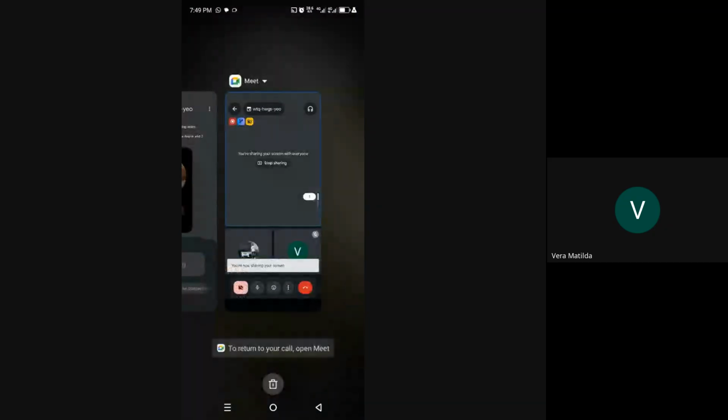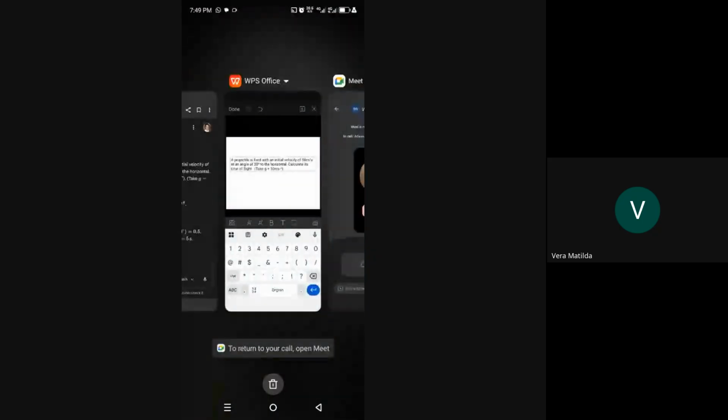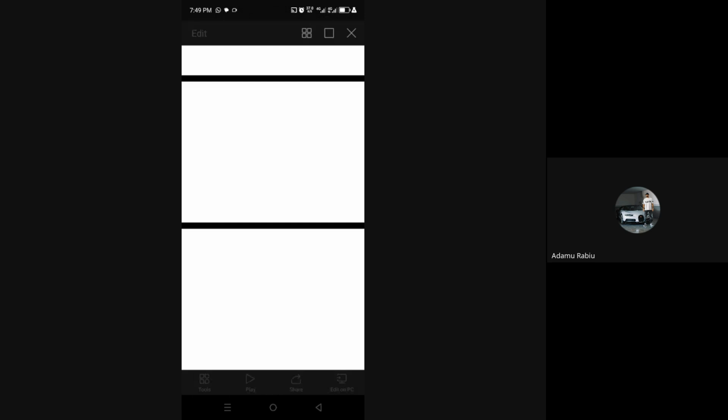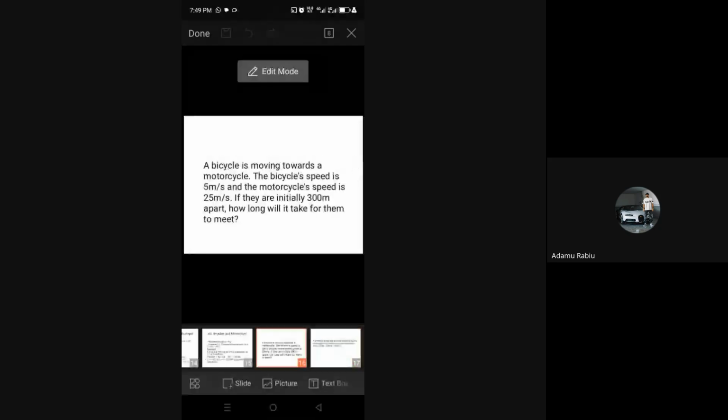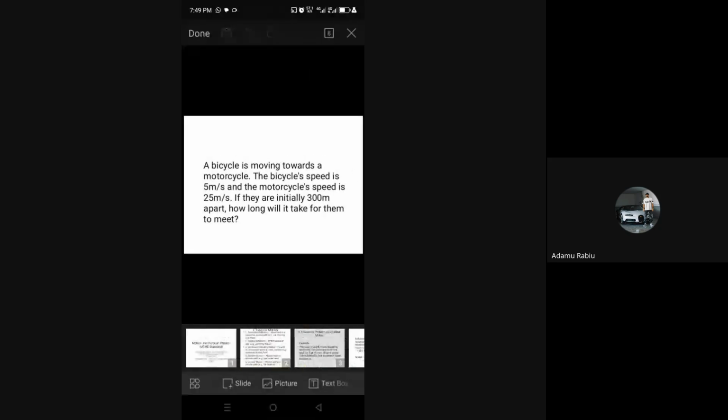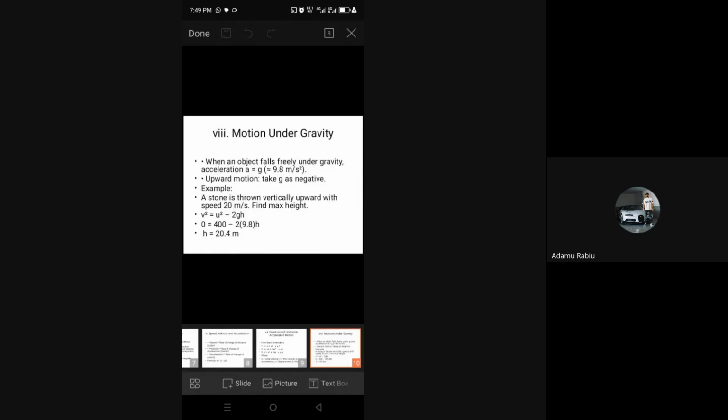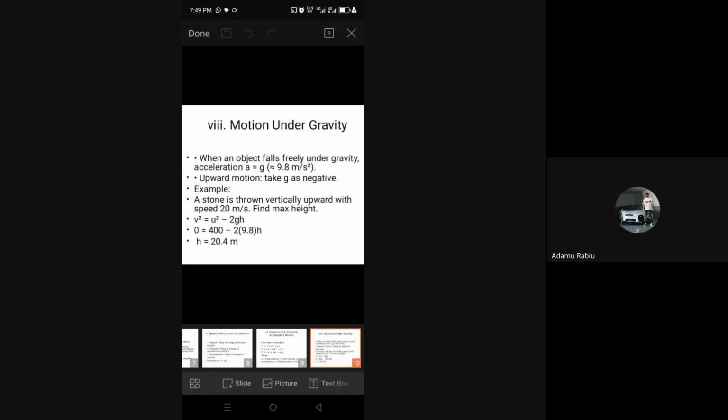the motion under gravity that I saw, and I remember asking if everybody could understand what the solution is. Did we all see the solution? Did we all see it? That is this question. A stone is thrown vertically upward with speed 20 meters per second. Find maximum height.